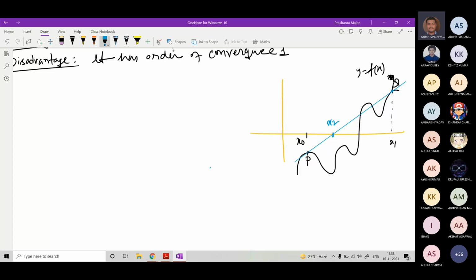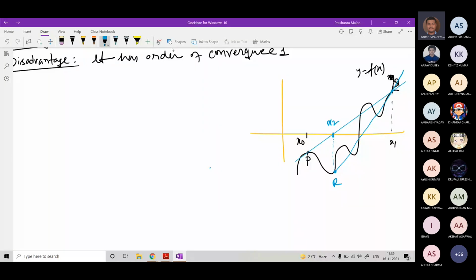You will draw a chord joining which two points? Let me make it clear. You have to calculate f of x2. This is f of x2, R. Now you will draw a chord joining which two points? R and Q, is it not? Yes, sir. So let us draw a chord joining R and Q. Suppose my drawing is not perfect. Suppose this is the chord joining R and Q.